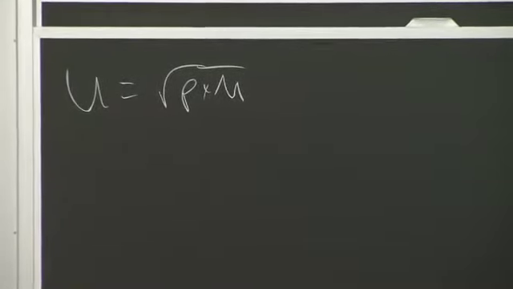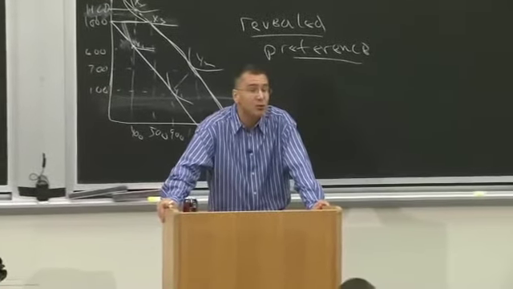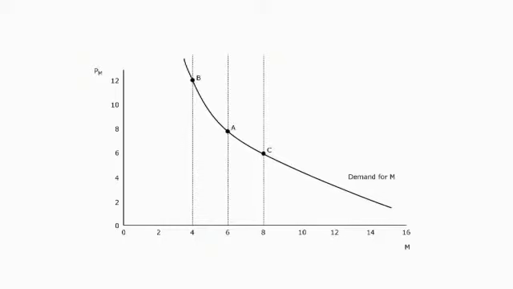Now, armed with that, we can draw a demand curve. Because what have we done? We've just given you 3 different prices for movies and 3 different quantities of movies you choose. We know when the price of movies was $8, you chose 6 movies.